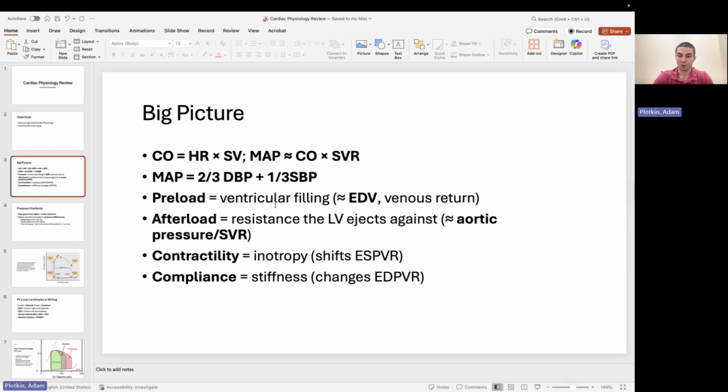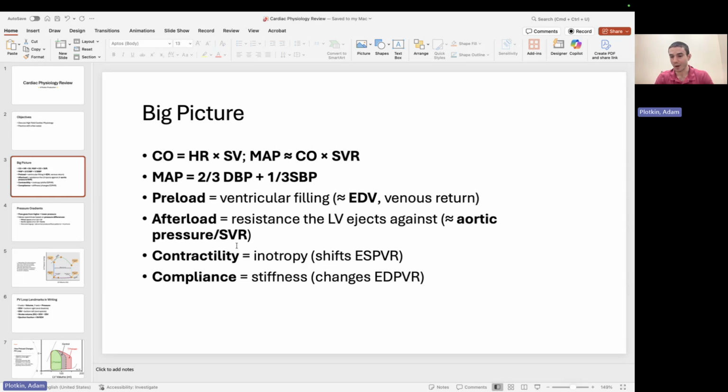So then we have our afterload, right, which is the resistance the left ventricle has to eject against. We kind of talked about that with systemic vascular resistance. So afterload is the pressure the left ventricle contracts against. Contractility is another name for inotropy, right? And that'll shift our end systolic pressure and volume relationship. And then compliance is just the stiffness, right?